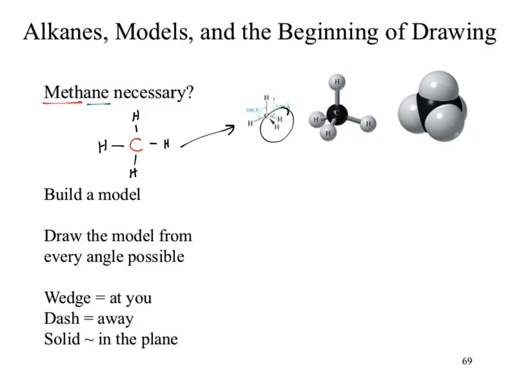Or we could go to the space filling model, which is a better model because that actually shows where the atoms occupy space. Any of you draw that reasonably quickly? Okay, no. So we want to come up with a way to represent that relatively quickly. That's the VSEPR model we use. So we could build a model from this. And then we can draw the model from every possible angle.